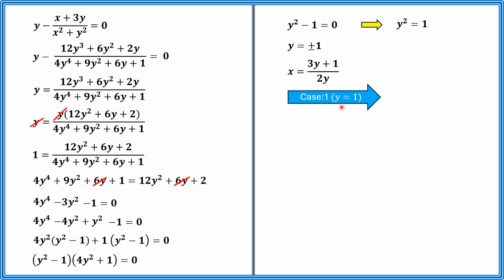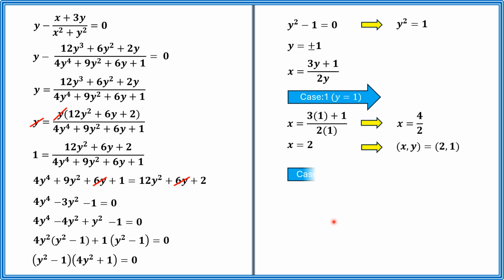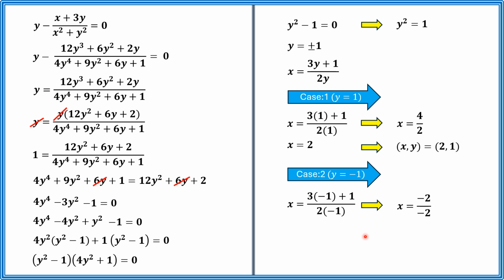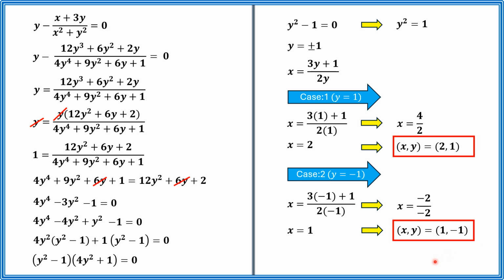For case 1, when y is equal to 1, we have x is equal to 2, and the pair (x, y) will be equal to (2, 1). And for case 2, when y is equal to minus 1, x after substituting this value is equal to 1, and the pair (x, y) will be equal to (1, minus 1). So there are only two pairs, which are the solutions of the given set of equations. That is the answer.